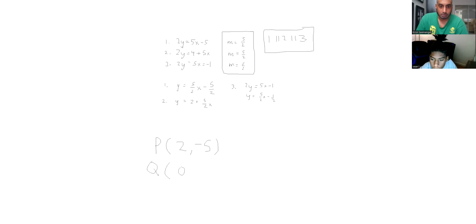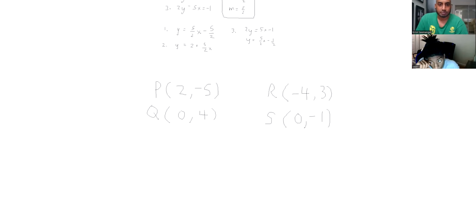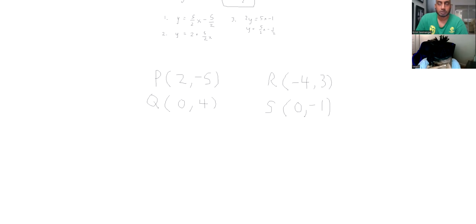Can you see my screen? Yeah. Okay, that's PQ, and what's the other two? R is -4 comma 3, and what's S? S is 0 comma -1. So I got them all right? Yeah. Okay. So it asks if PQ is perpendicular, parallel, or neither to RS, right? Yeah. Okay, so here's the idea.